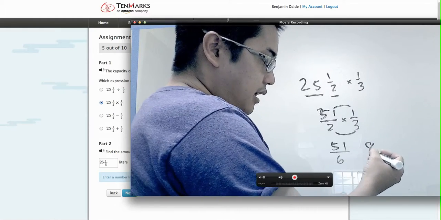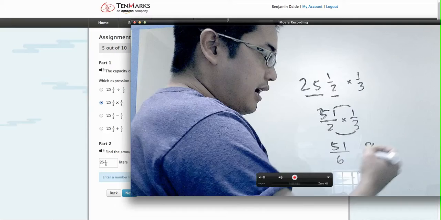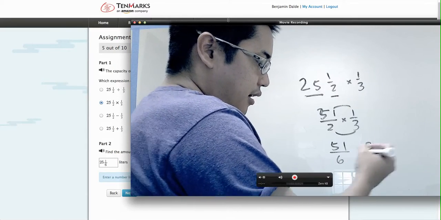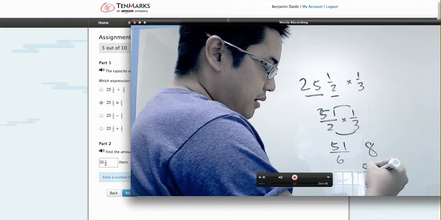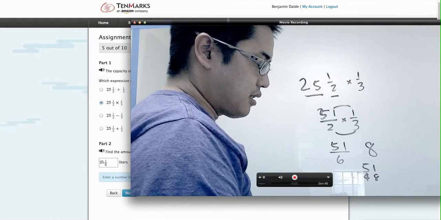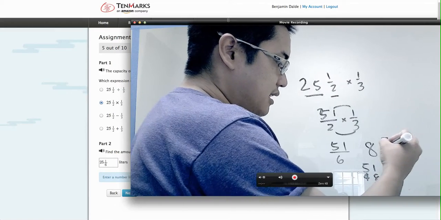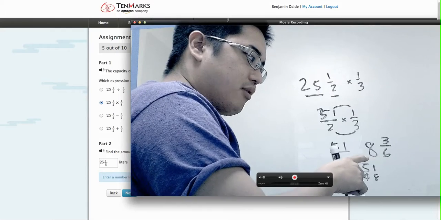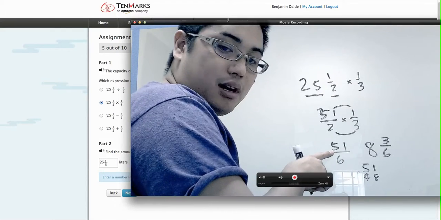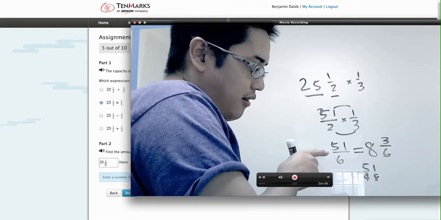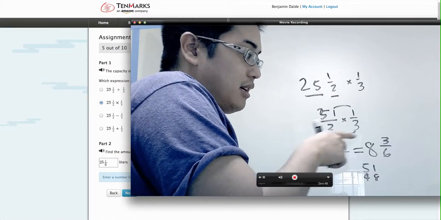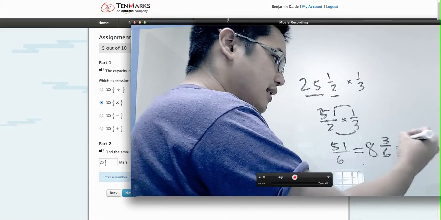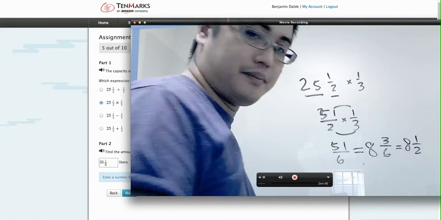And 8 times 6 gives me 48, but I'm not quite there yet. So, 51 minus 48 is 3. So I have 3/6 left over. Because 8 times 6 gives me 48, and I need 3 more to get to 51. So I have 8 wholes plus 3/6 left over. I can reduce that fraction part and make this 8 1/2.